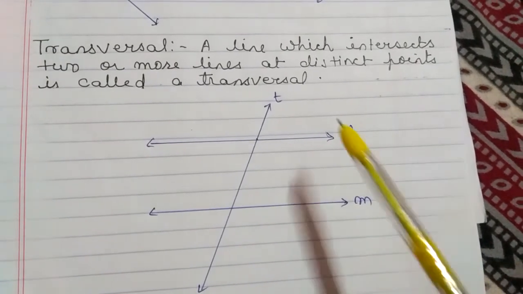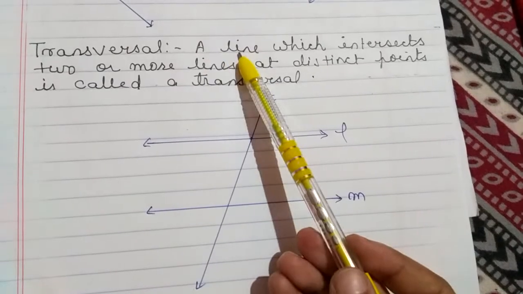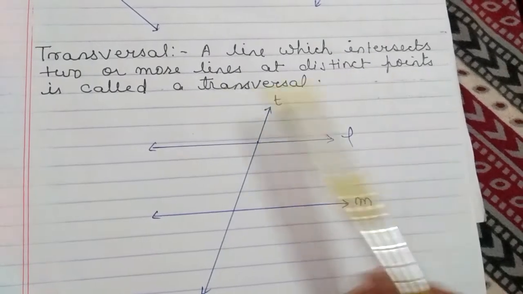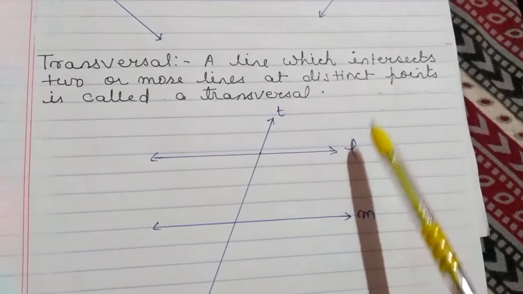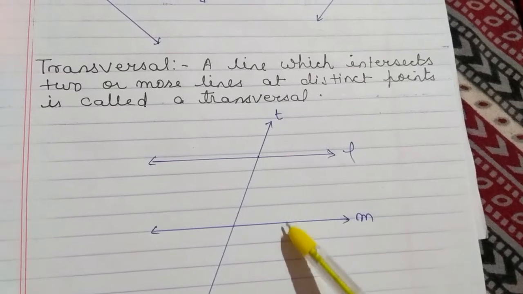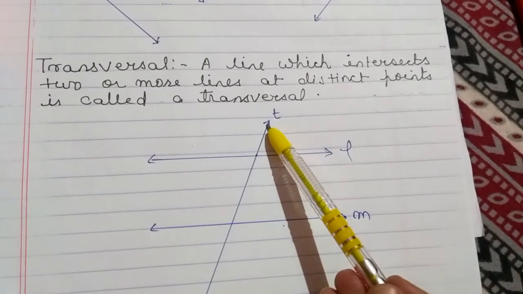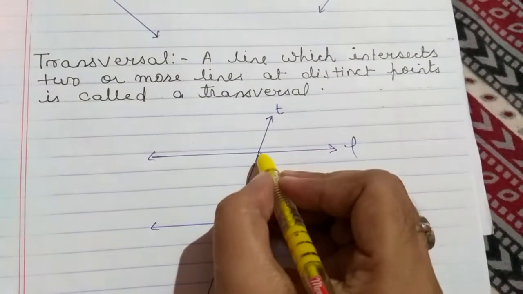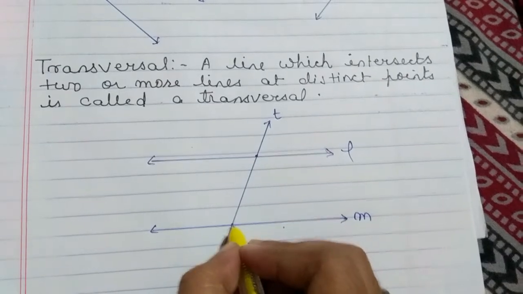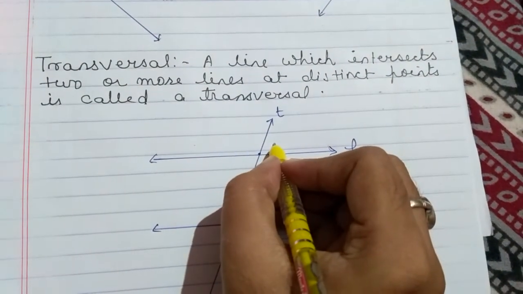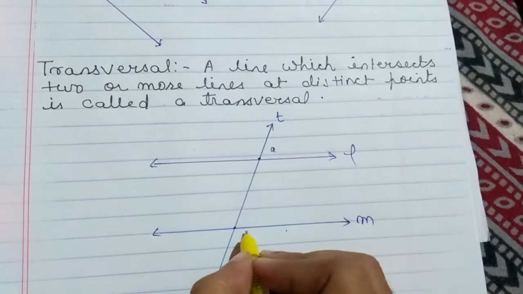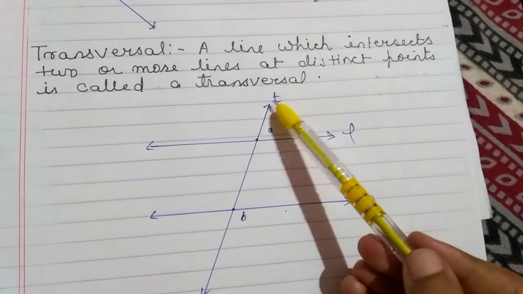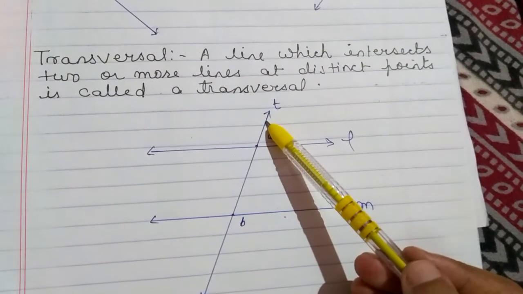The meaning of transversal is that a line which intersects two or more lines at distinct points is called a transversal. Suppose you take two parallel lines L and M and a third line T which intersects these two lines at distinct points A and B. Then this line T is called a transversal.